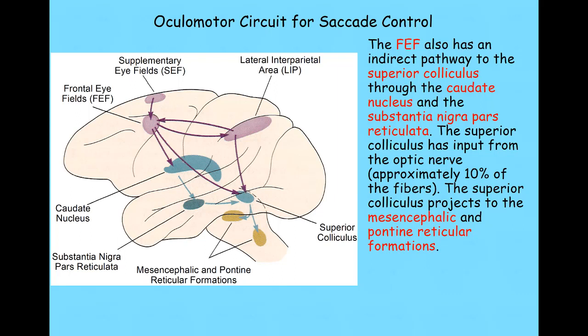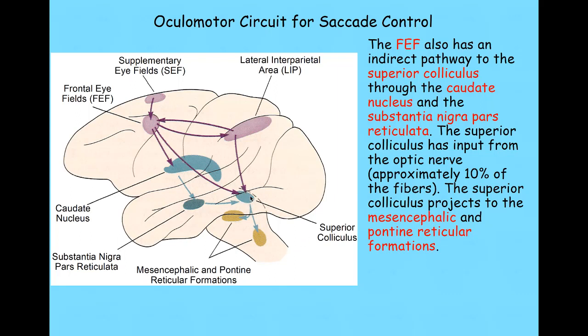colliculus. Now remember, the superior colliculus has this retinotopic map, and it also has these recordings of saliency and priority in the visual field. And it processes a lot of this information from that 10% of fibers from the optic nerve that project directly into the superior colliculus. And so the superior colliculus is our gateway here for saccade control.